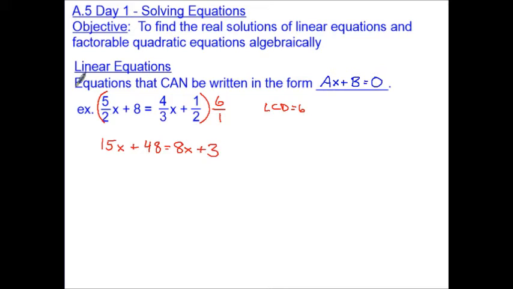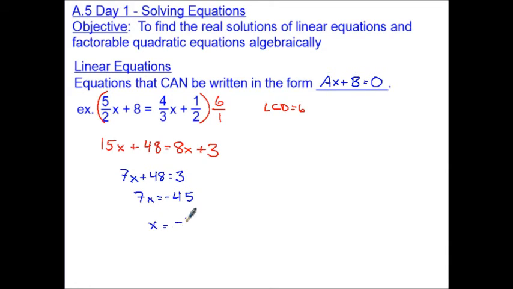From here, again, I could put it into the ax plus b equals 0 form, but admittedly that's not the most convenient form for solving, so I'm not going to do that even though I could. So here we go. I'm going to subtract 8x from both sides, leaving me with 7x plus 48 equals 3. Hopefully not too much of a challenge. Just subtract 48 from both sides at this point and get negative 45. And then, don't freak out if this happens, I'm going to divide through by the 7 now.